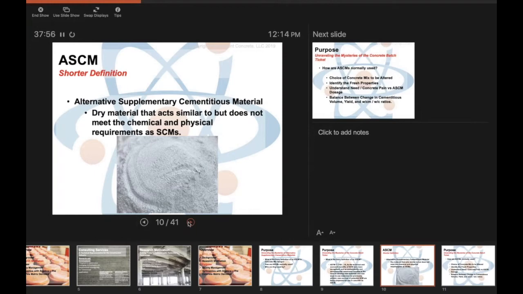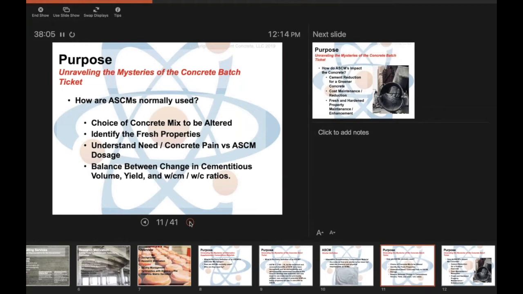And their flagship product for concrete is Juno XP, which you see right in front of us. Next slide, please. And it's a powdered material. It's an alternative supplementary cementitious material, as is the definition.